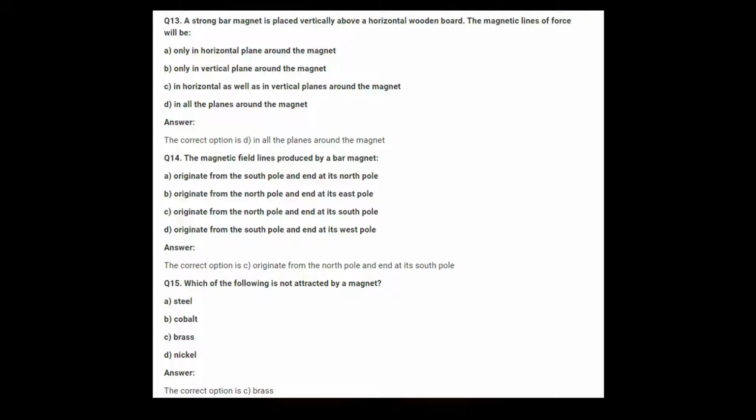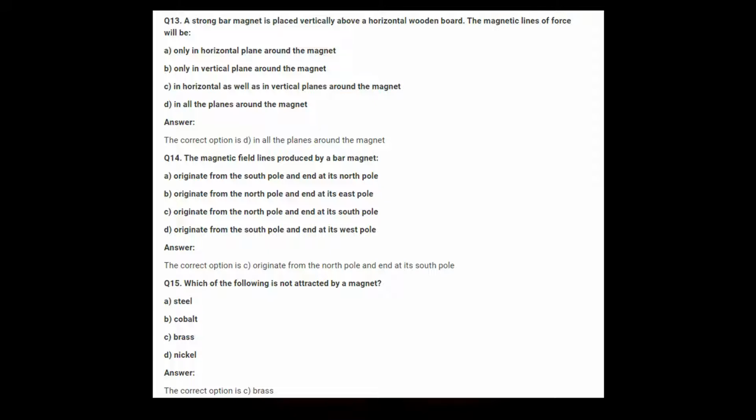Q14. The magnetic field lines produced by a bar magnet, A. originate from the South Pole and end at its North Pole. B. originate from the North Pole and end at its East Pole. C. originate from the North Pole and end at its South Pole. D. originate from the South Pole and end at its West Pole. Answer: the correct option is C. Originate from the North Pole and end at its South Pole.